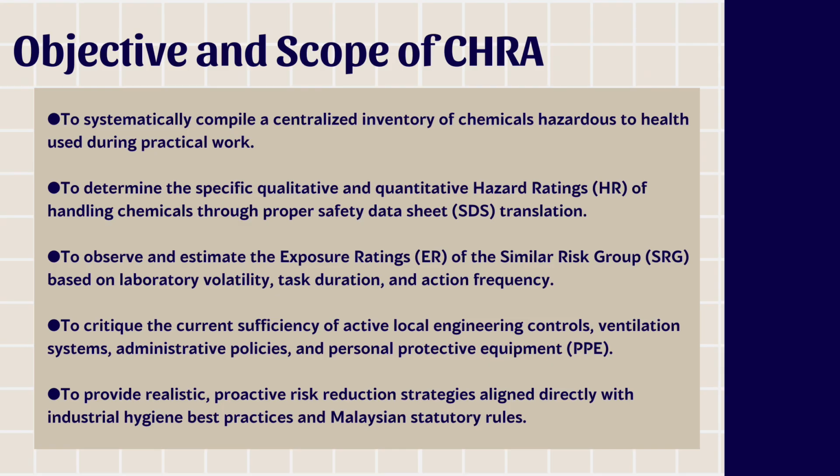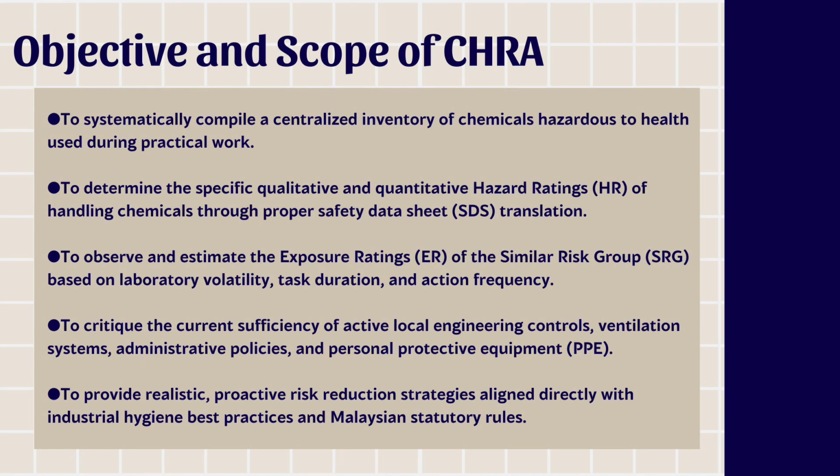The main objective of the CHRA was to identify and assess the health risks associated with chemicals used during laboratory activities. First, we compiled information on the chemical hazards to health that were used during the practical and research work. We then determined the hazard rating of each chemical by referring to the relevant safety data sheets and chemical hazard classification. The exposure of the similar risk group was also evaluated by considering factors such as chemical volatility, duration of handling, and frequency of the activities.